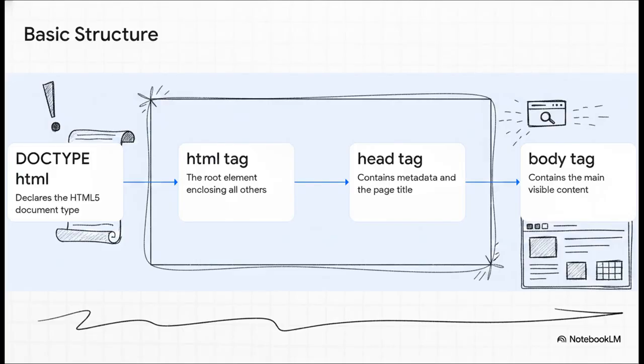Every single web page requires this exact skeletal sequence. Step 1, you start by declaring the document type right at the top with an exclamation point, doctype HTML. This tells the browser to expect modern HTML5. Step 2, you open your root HTML tag. Step 3, you set up the head tag. This is where your page title goes, along with all that invisible metadata. Finally, step 4, you open your body tag and put all your visible content, your headings, paragraphs, images, and tables right inside.